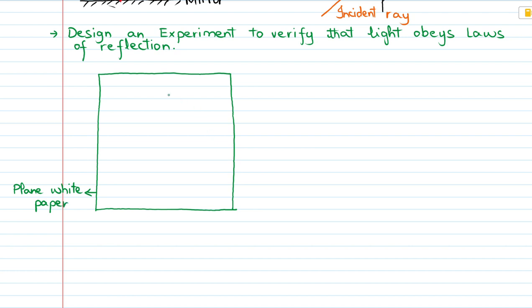Now we will place a mirror vertically above this white paper. So this is a mirror that has been placed vertically above the white paper. We can draw the boundary. So this is the boundary of this plain mirror that we have drawn with a pencil, and mark the center of the mirror as point O.